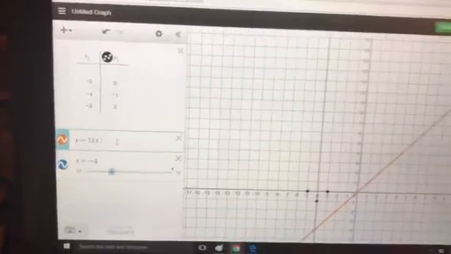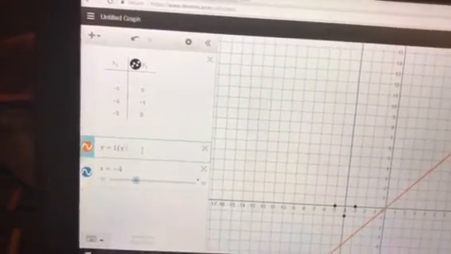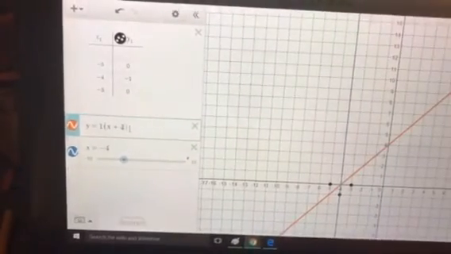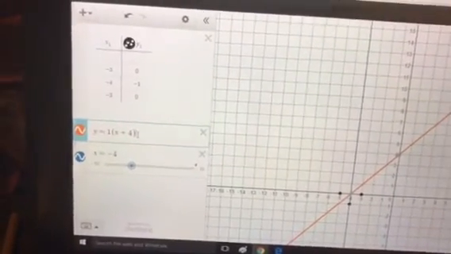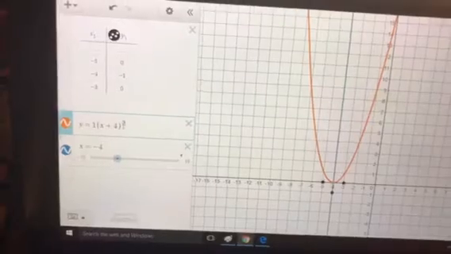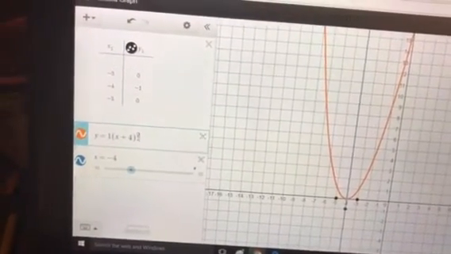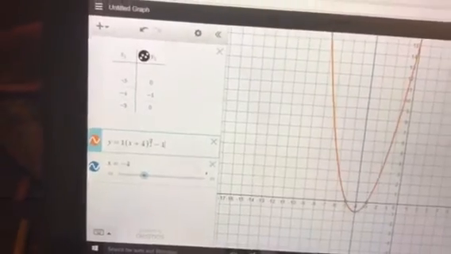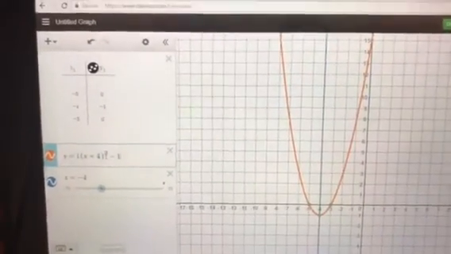I have x. Remember that we're always doing the opposite, so we're going to use a +4 for our x value. And then I square that. And then we subtract 1 to get down to the vertex. So notice how it goes through those points.